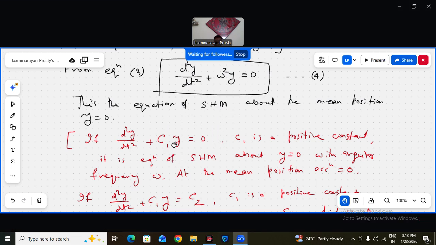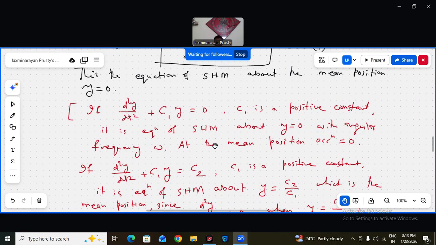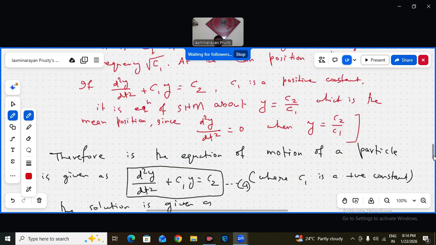So it is about y equal to 0, and this is also SHM, but with omega equal to the square root of c1. The angular frequency omega is the square root of c1. Let me write it, with angular frequency root c1. Better to write it that way. At the mean position, what will be the acceleration? The mean position means when y is 0, so the acceleration is 0. At the mean position y is 0, so the acceleration is 0.